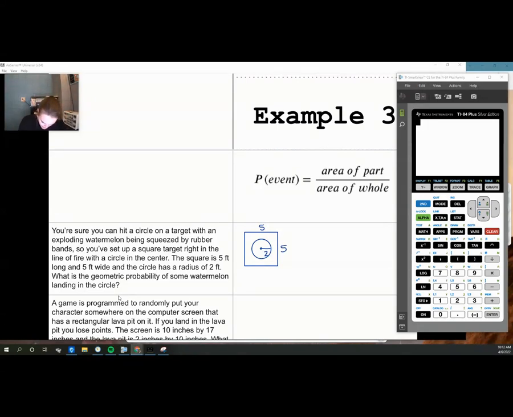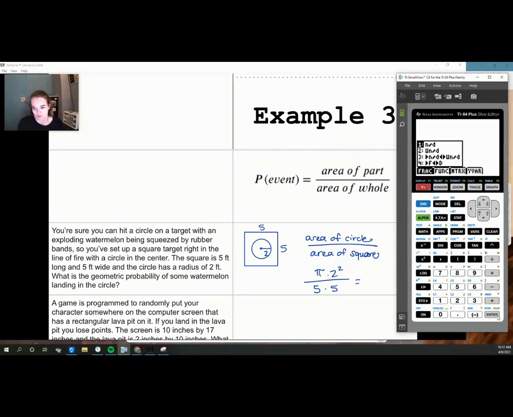So the area of the part is the area of the circle, divided by the area of the square. The area of the circle is pi r squared, so pi times 2 squared, divided by the area of the square, and the square is 5 times 5. I'm going to type this in just like this on my calculator with a fraction: pi times 2 squared over 5 times 5.